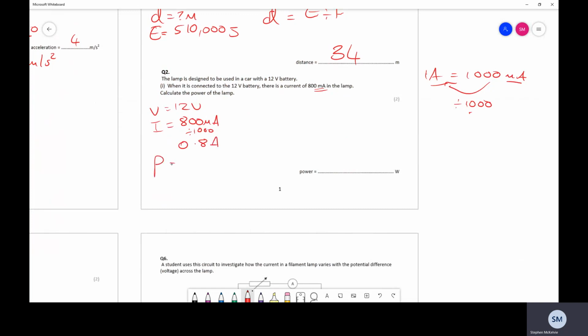Calculate the power of the lamp. Power is equal to I don't know how many watts. P is equal to I times V. The power is equal to 0.8 times 12. Much nicer than 800. 0.8 times 12, giving me a nice happy number of 9.6 watts.